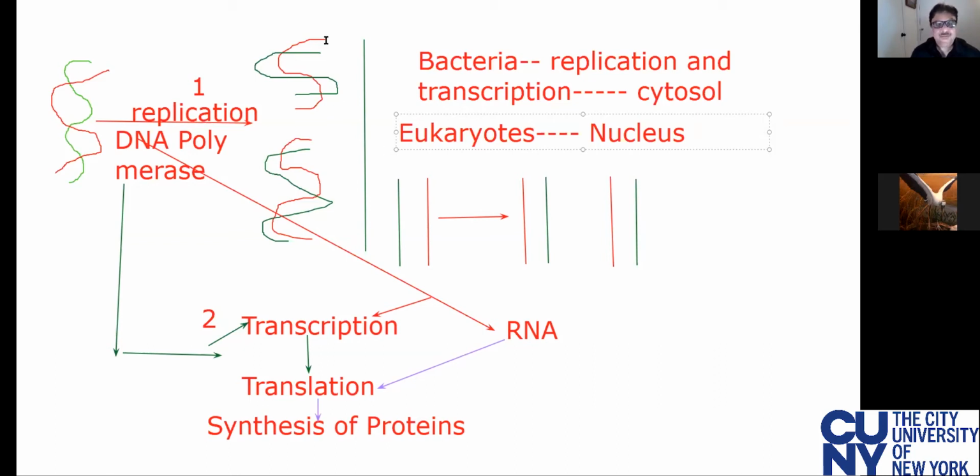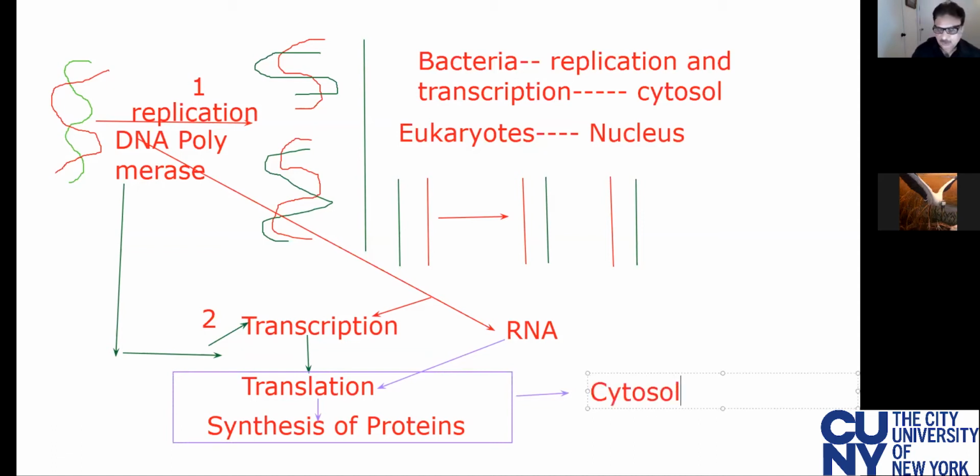Now, this is a very important point. Translation, in both bacteria as well as a human cell or a plant cell, occurs in cytosol. Why in cytosol? Because the primary site for protein synthesis is ribosomes, and these ribosomes are present in cytosol or cytoplasm.